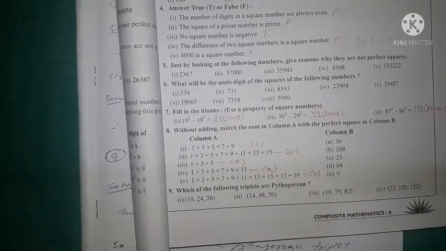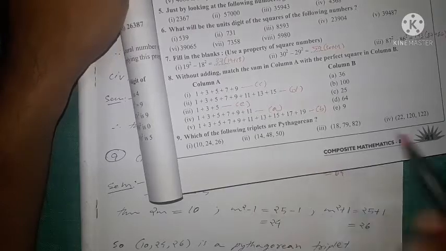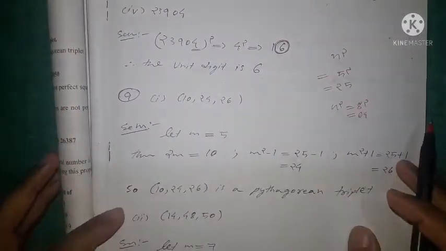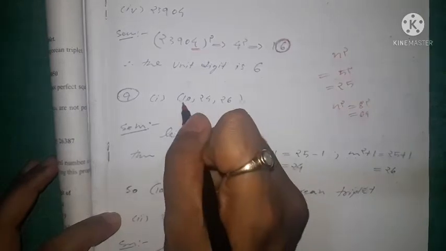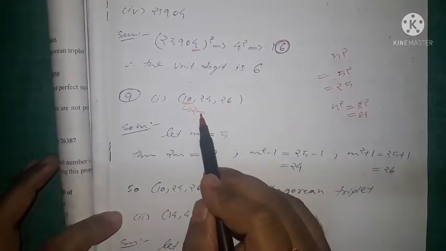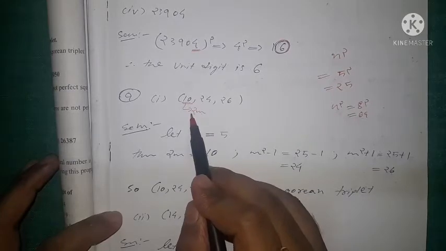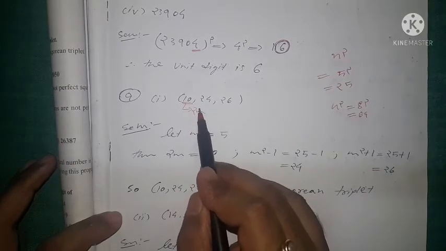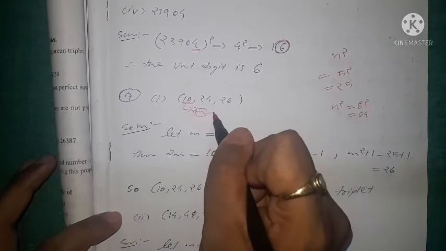Now the next question: which of the following triplets are Pythagorean? We need to check which of the following triplets are Pythagorean. The first one is 10, 24 and 26. Here 10 is in the form of twice m. If we take the value of m as 5, then 2 into m is 10. So we must take the value of m as 5.